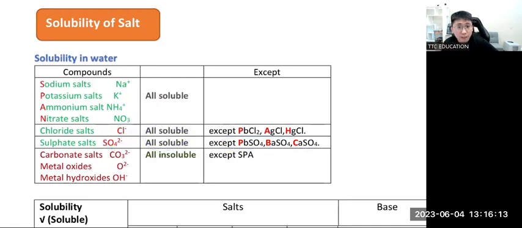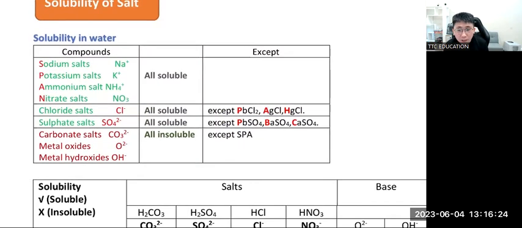So make sure you check later on whether your salt is soluble or insoluble. You have to check whether your chloride pairs with who, and then your sulfate will pair with who. Okay, so these are quite important. Then after that we have carbonate, oxide, and hydroxide.